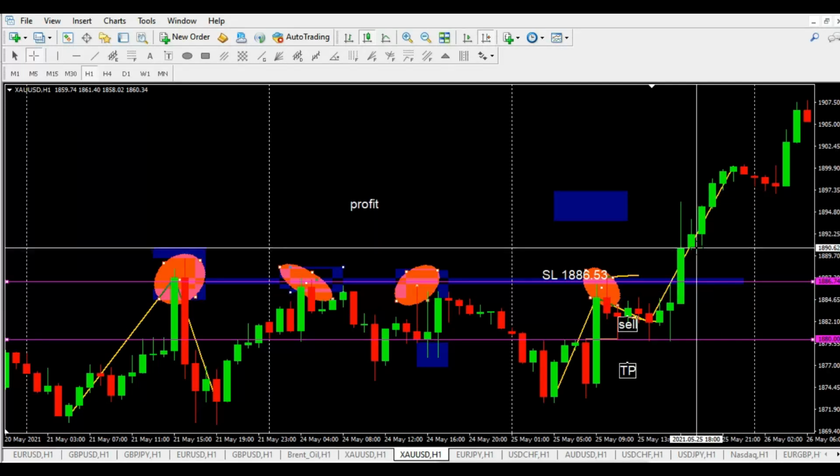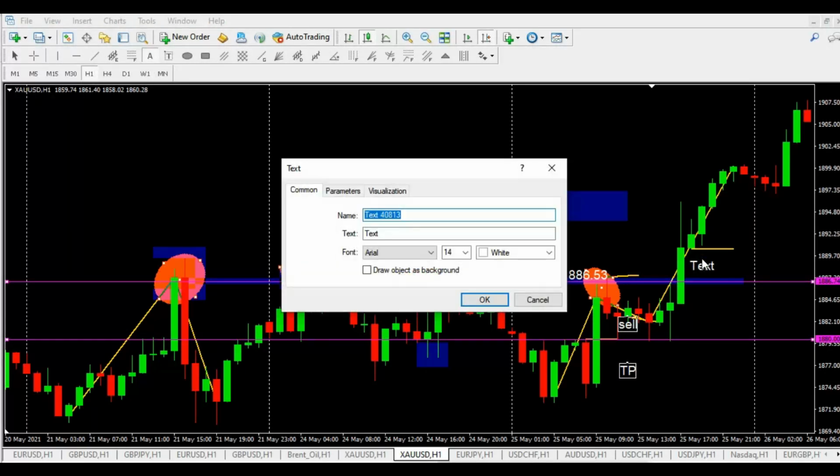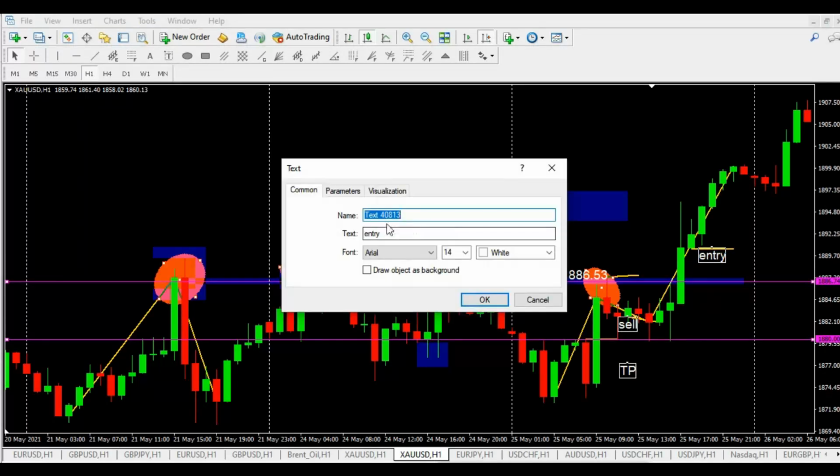So when the price breaks out, we just wait until the breakout candlestick closes, and then we can enter after the candle changes. No need to wait more time. Then we just enter after the breakout. This is our buy entry position.